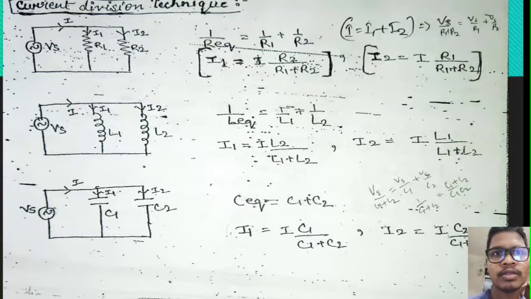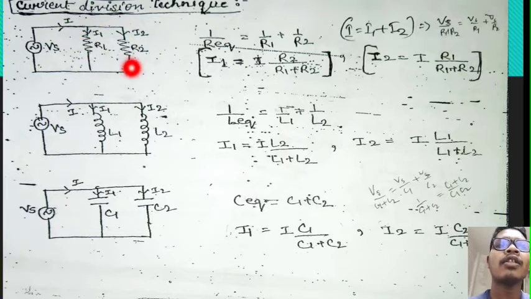Okay, so now see the current division technique. If voltage sources are connected with resistances in a parallel manner, then only we can apply the current division rule, otherwise we cannot apply this rule. So this rule is not valid in a series network. See here, the resistances R1 and R2 are in parallel connection, that's why for equivalent resistance, 1 divided by R equivalent is equal to 1 by R1 plus 1 by R2. So equivalent resistance is equal to R1 into R2 divided by R1 plus R2.